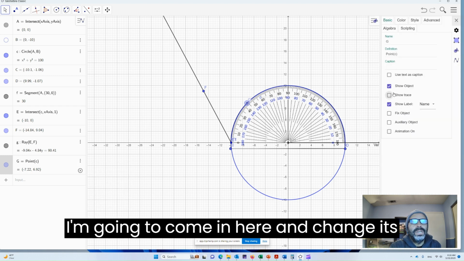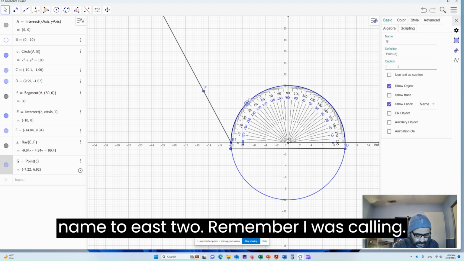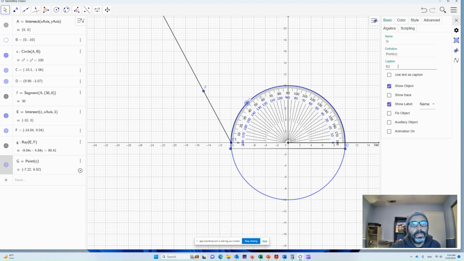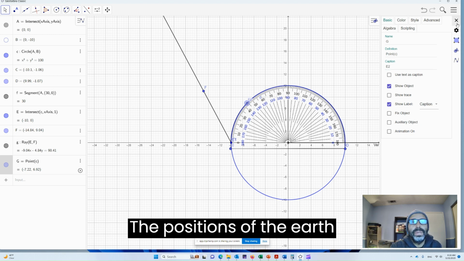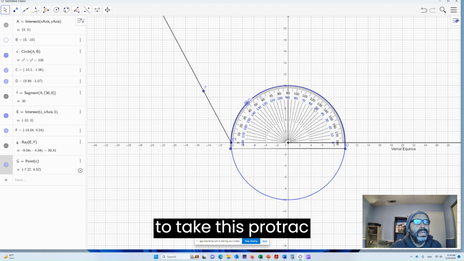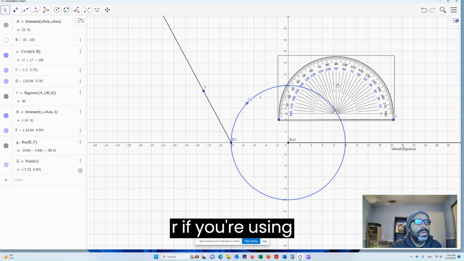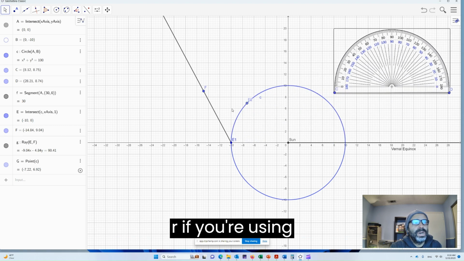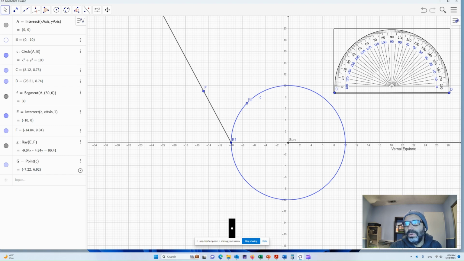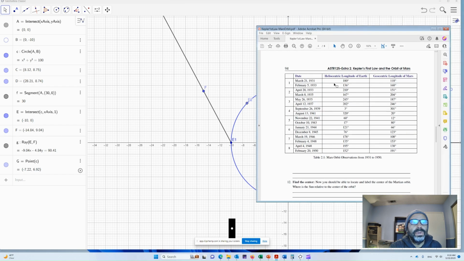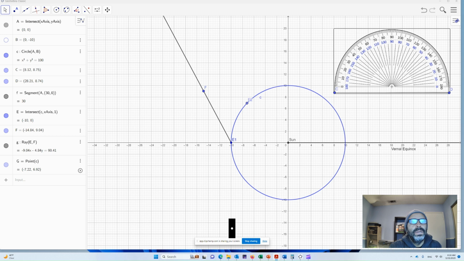So I'm going to come in here and change its name to E2. Remember, I was calling the positions of the Earth E1, E2, all the way to E16. So this happened to be E2. Let me get the protractor out of the way for right now. So this is the position of the Earth on that day, February 5th, 1933. It's 136 degrees. On that day, Mars was at 168 degrees from the vernal equinox again.